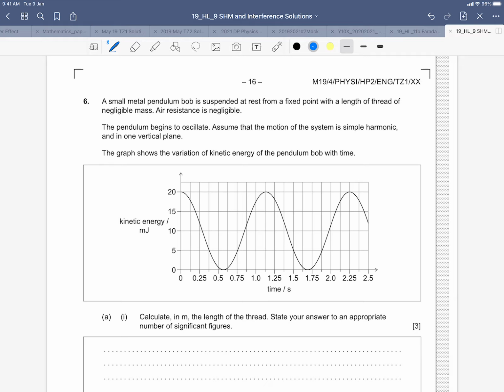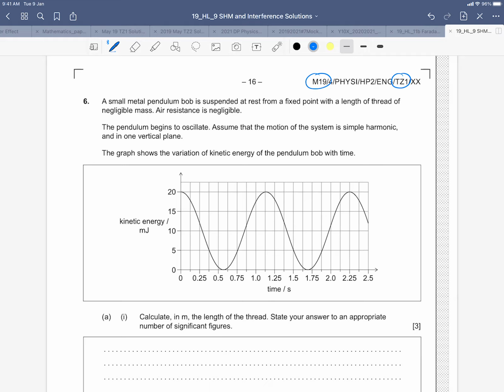This is a video on all the topic 9 questions that I could find in all the 2019 high-level papers. So we're going to start off with the May 19 time zone 1 high-level paper. Question 6 is simple harmonic motion, which is part of topic 9, and there's a little bit of Doppler effect in it as well.